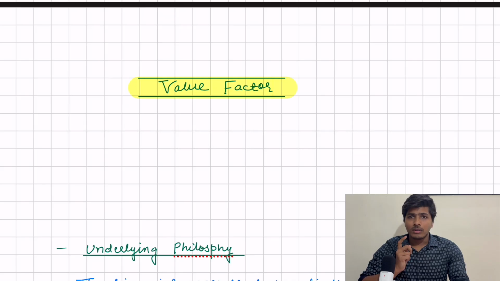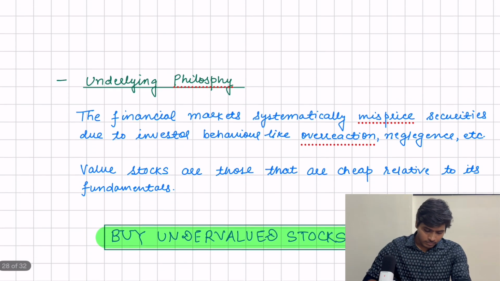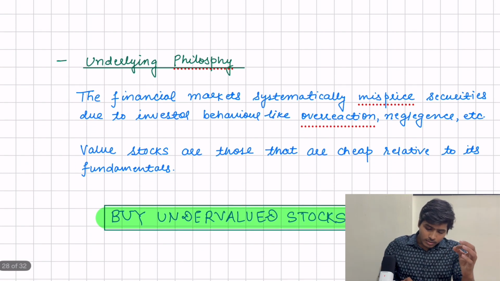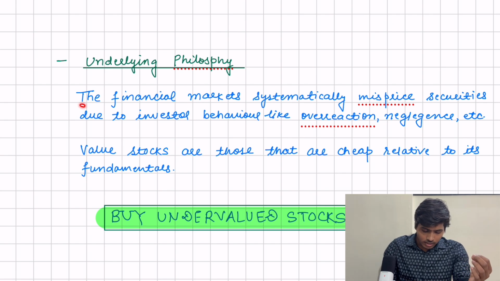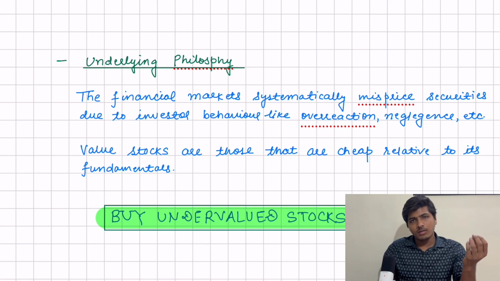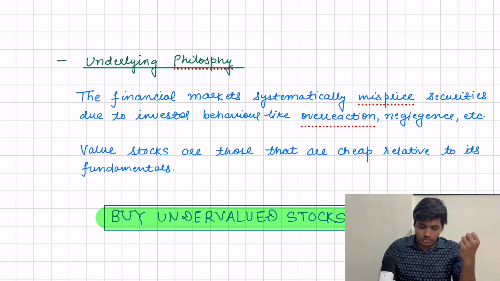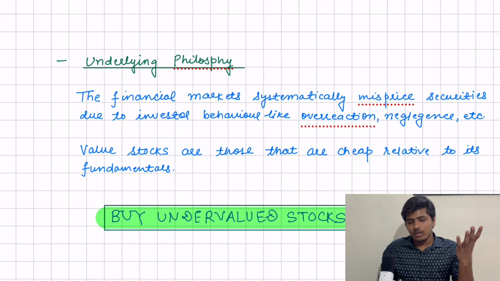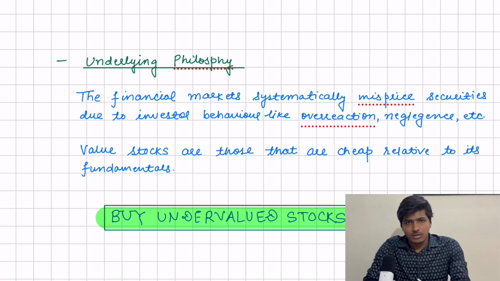Now let's see the underlying principles, the underlying philosophy behind the value factor. The philosophy is that the financial market systematically misprices securities due to investors' behavior like overreaction, negligence, etc., due to which value stocks are cheap relative to their fundamentals. So it is better to buy undervalued stocks. You might have heard of value investing in the speeches of Warren Buffett, etc. He focuses on such stocks.